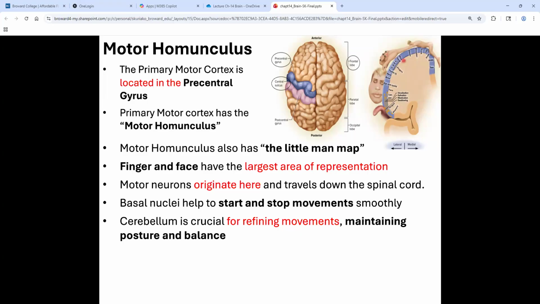Hands, similarly, also very important because if you want to do something fine, you use your hands. Your legs, you don't use your legs to work, right? You just use it for walking. So legs have a small representation. It's not used for delicate movements.